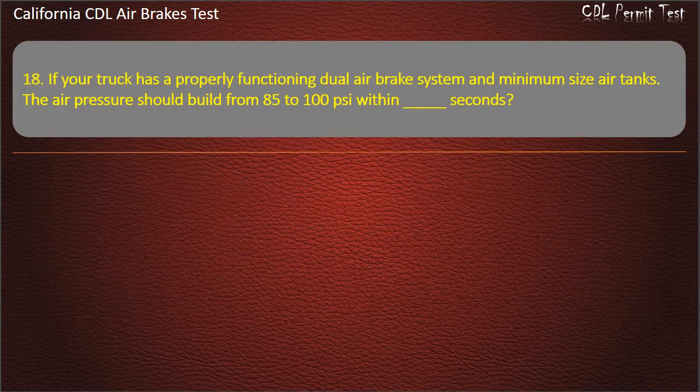Question 18. If your truck has a properly functioning dual air brake system and minimum size air tanks, the air pressure should build from 85 to 100 pounds per square inch within seconds. 20, 45, 60. Answer. 45.